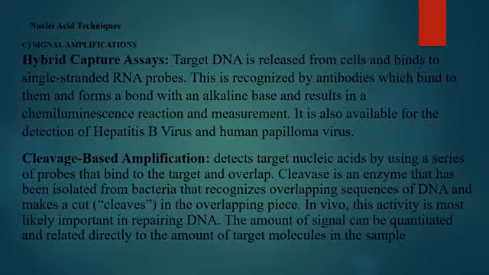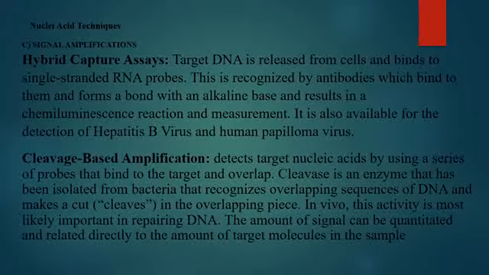So once this binding comes in, then the alkaline base is formed, and then the chemiluminescence is released. Now, chemiluminescence is just creating a chemical bond that can give out a signal. So that's how the hybrid capture behaves. Target DNA from cells bound to single-stranded RNA, then recognized by antibodies. And when the bond with an alkaline base forms, then the chemiluminescence is also shown.